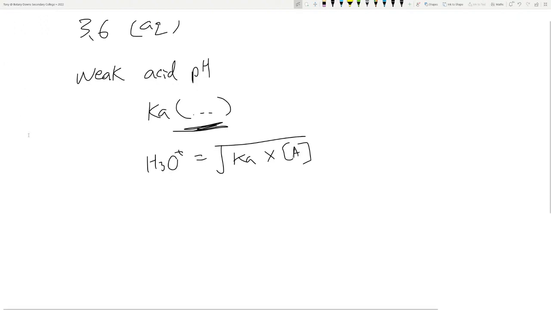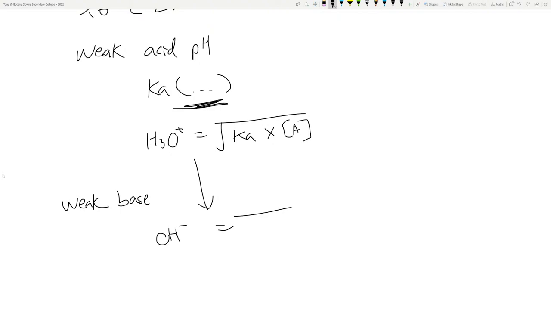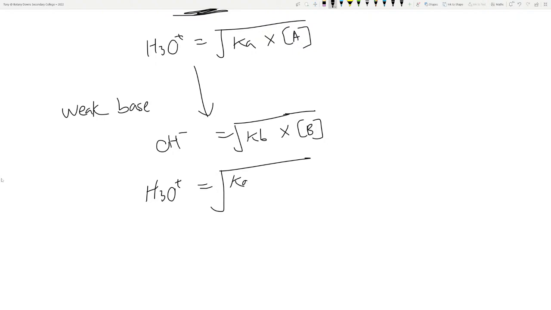If you have a weak base, you can just do the opposite: OH- equals the square root of Kb times the concentration of the base. However, this step involves more calculation, and I personally don't like putting numbers in calculators because that increases the chance of error. So I would always recommend using this equation, H3O+ equals the square root of Ka times Kw divided by the concentration of the base. And how do you know when it's a weak base?